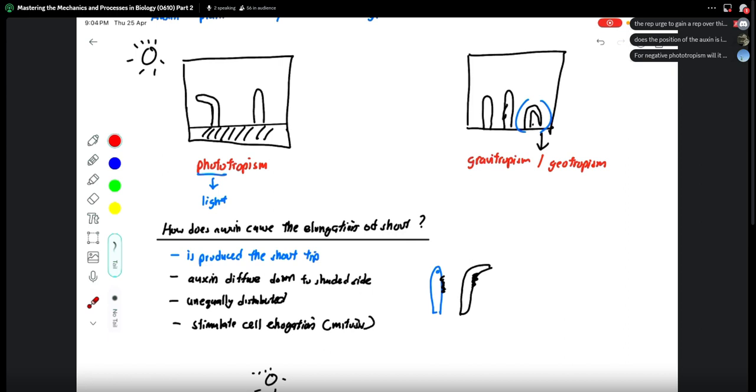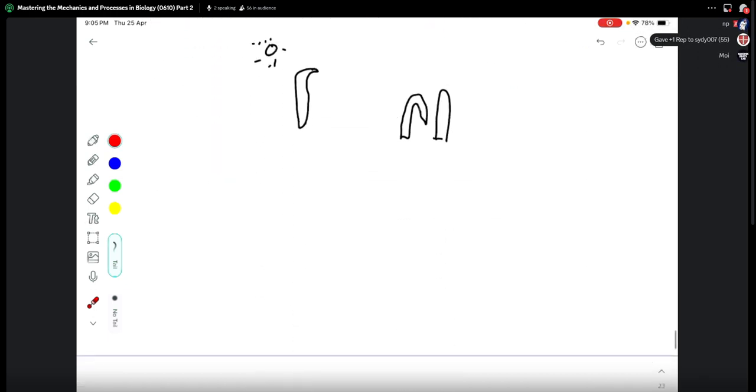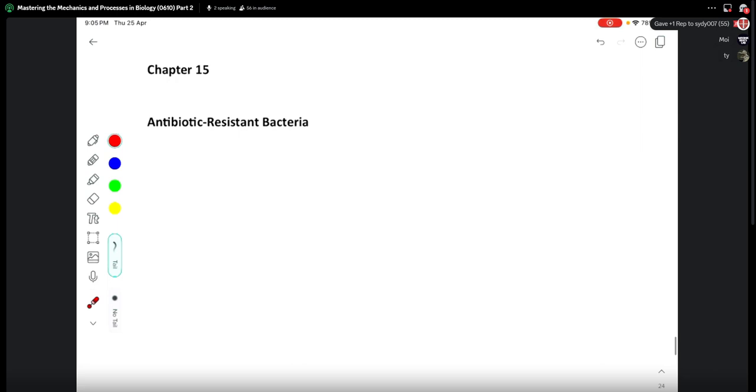Does the position of the auxin change if the plant is negatively phototropic? Yes, they will. They will basically change the position to go to the negative side. And for negative phototropism, we move towards the right like a wave. Yes, correct. Okay. All right. So, any questions? No, right? Okay.